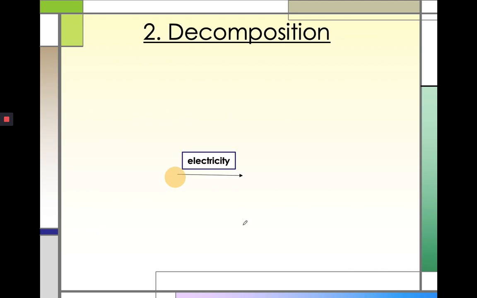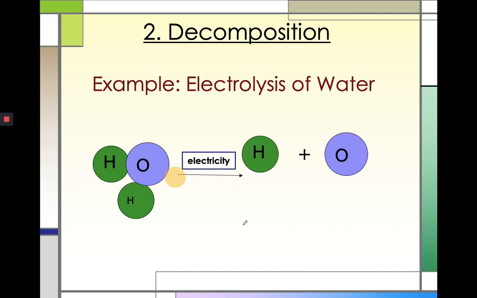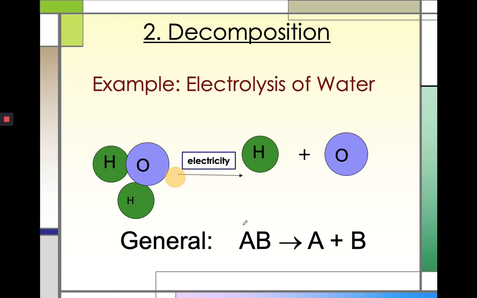The second type of chemical reaction is decomposition or analysis reaction. So an example is the electrolysis of water. When you say something decomposes, you have to break it down into its component parts. So for example, here is a water molecule. In electrolysis, you actually run electricity through the molecules such that their bonds will be broken. Okay, and then you end up with H atoms and O atoms.